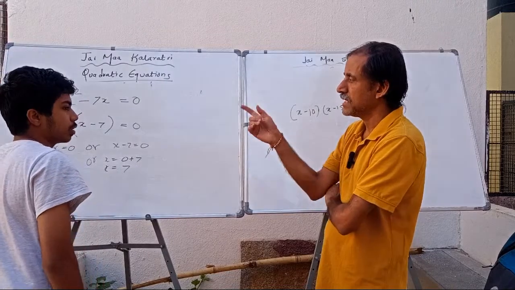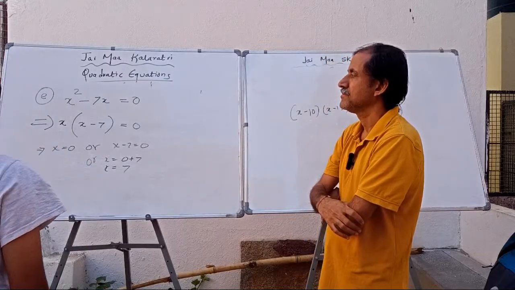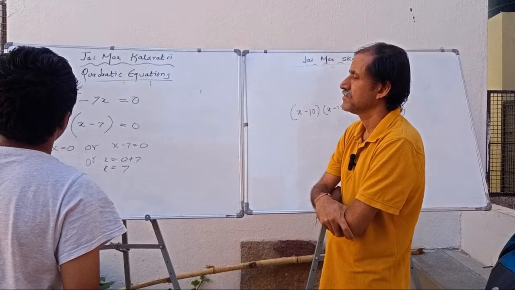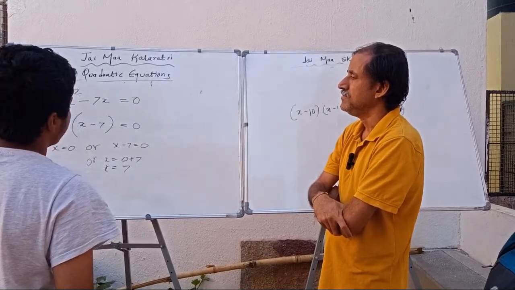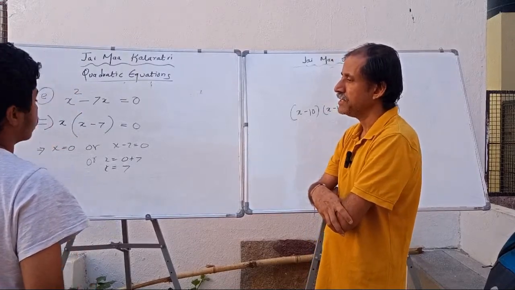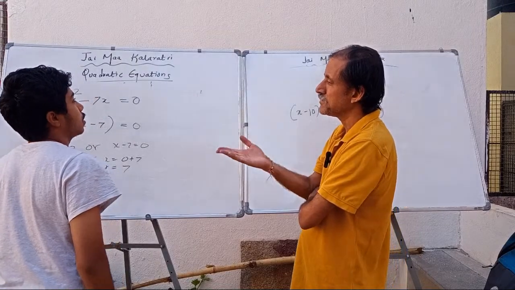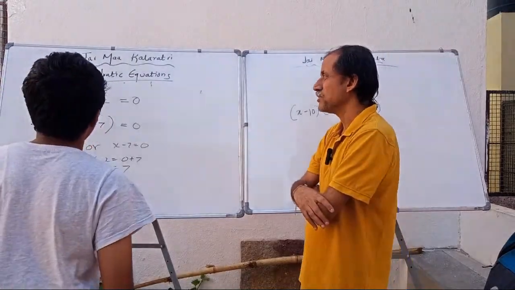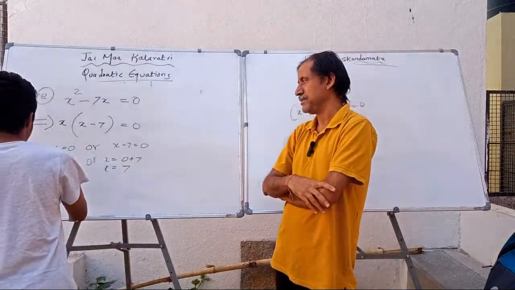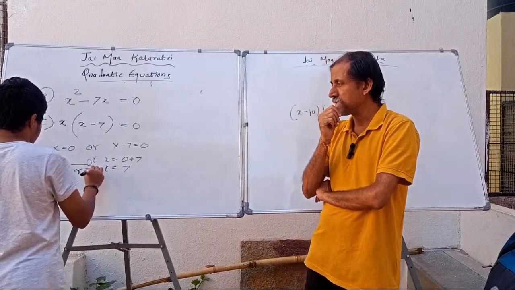Yes. In case of 0, when x is 0, 0 square is 0, minus 7 into 0. Any number into 0 is 0. Exactly. 0 minus 0 is 0. Done. Finished. So 0 and 7 are the two roots. Look at the answer.